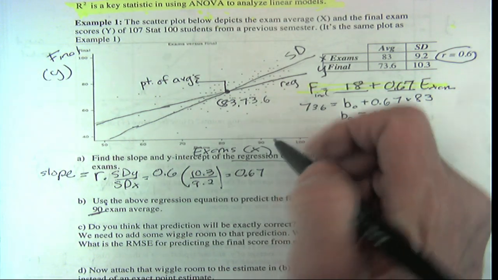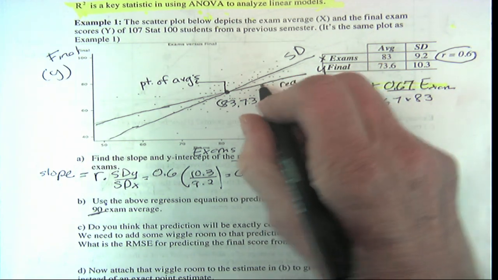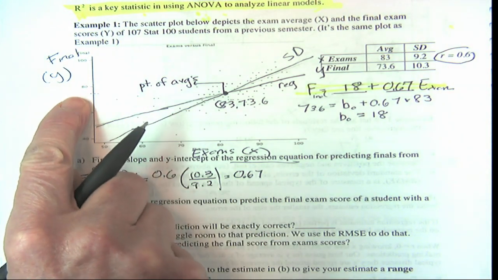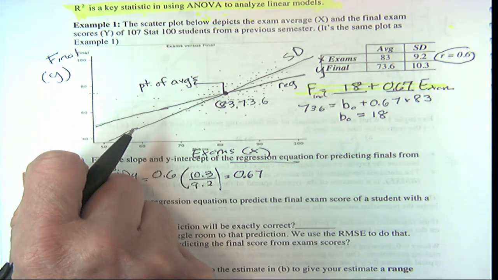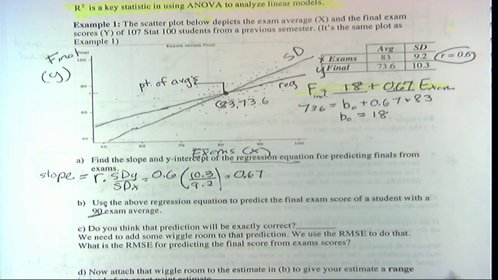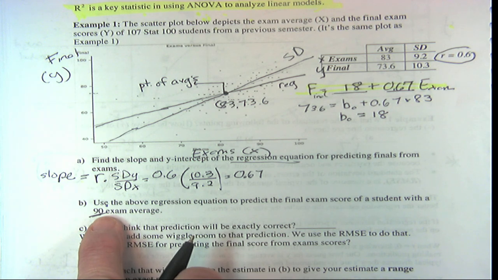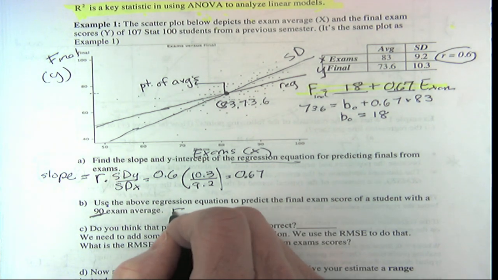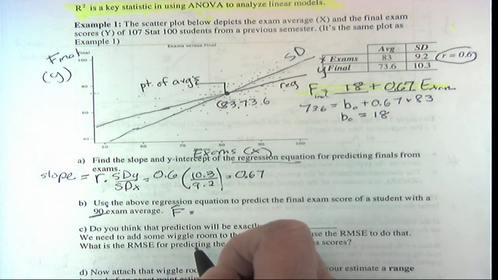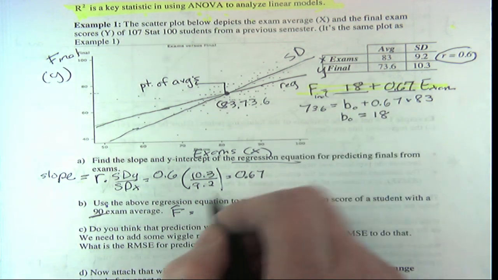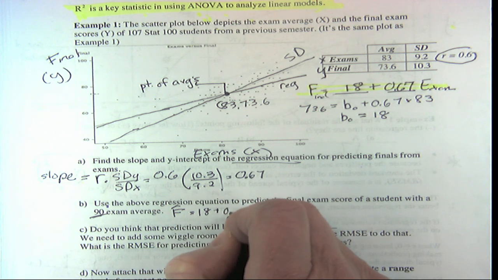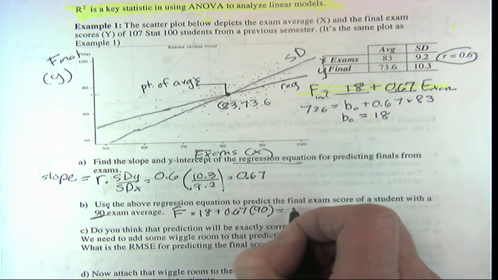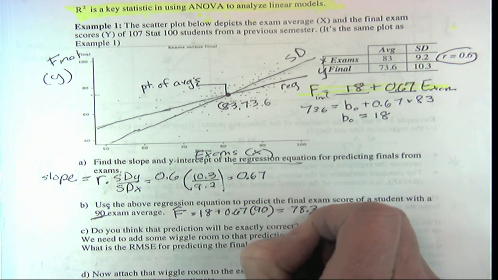And we could look here, 90 is about right here, and we could estimate it's like over here somewhere, like below 80 somewhere here. Okay? Or we could do it by the 3-step process too. But let's do it by using this. So all we say is, okay, the predicted final, I'll put a little hat over it, is equal to what? 18 plus 0.67 times 90. And I got 78.3. Okay?